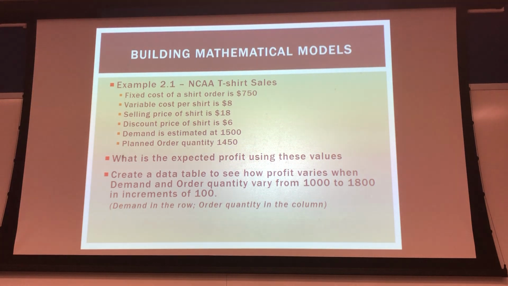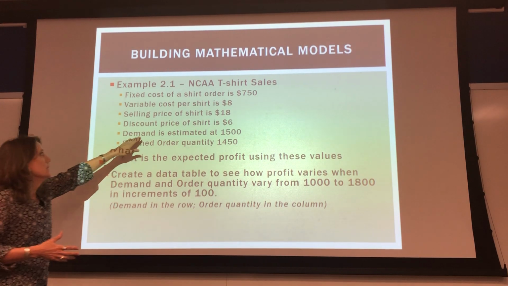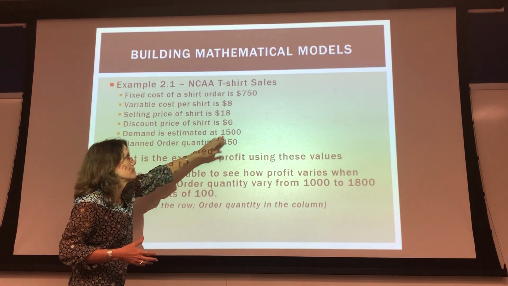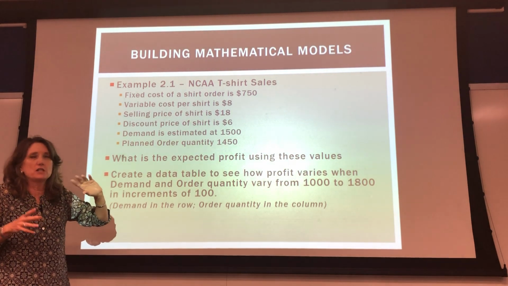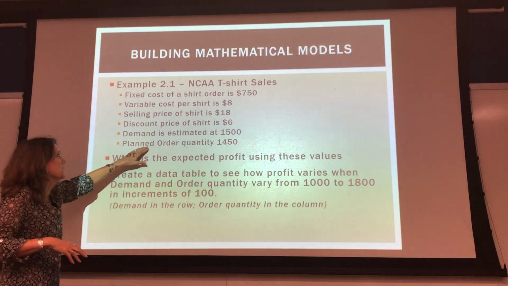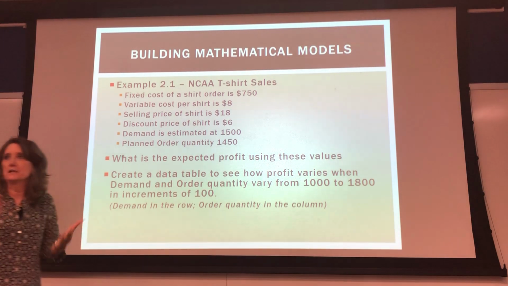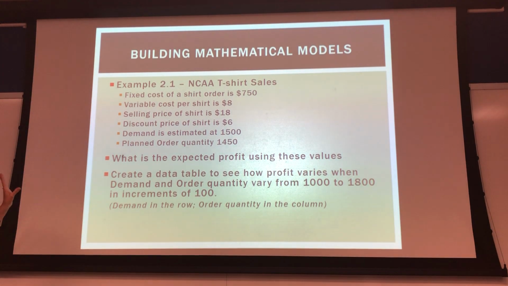Demand is an uncertain thing because you're not positive. You do the best that you can, working at trying to figure out what it's going to be. But we think the demand for the shirts will be 1,500. We're a little on the conservative side and want to be cautious, so we're not quite going to order 1,500, we're going to order 1,450. Okay, so that's our plan at this moment.